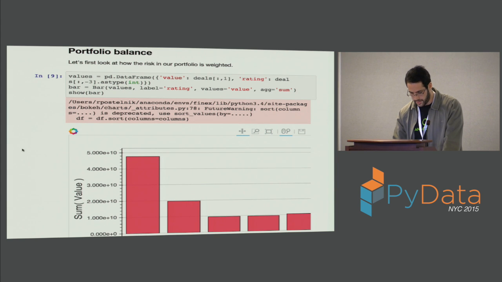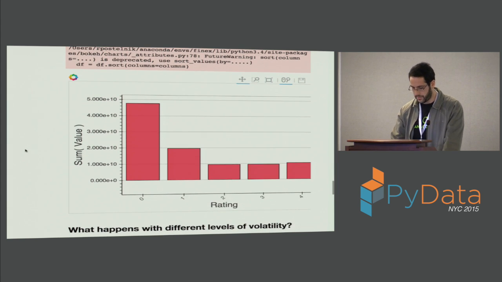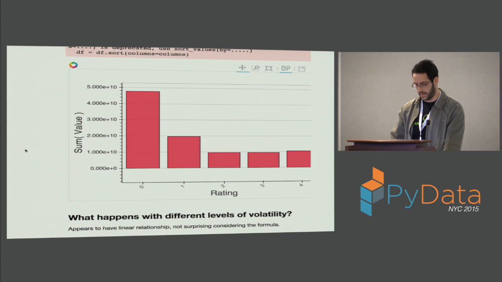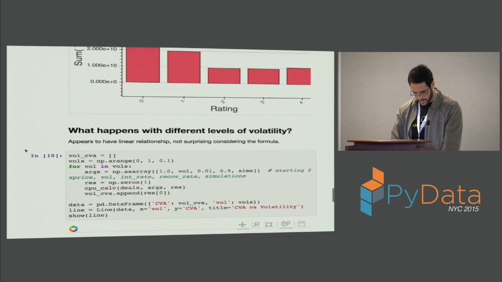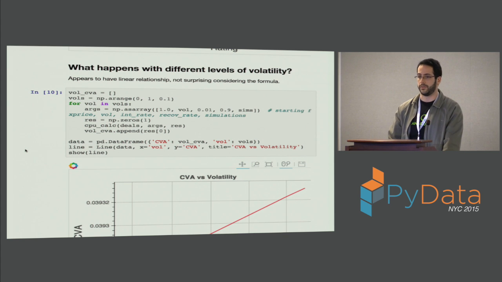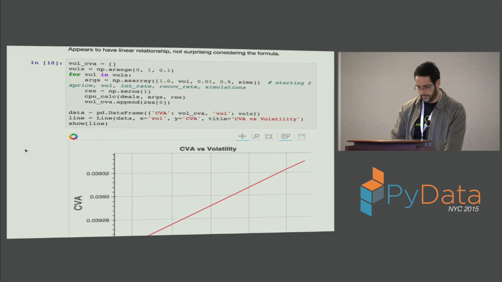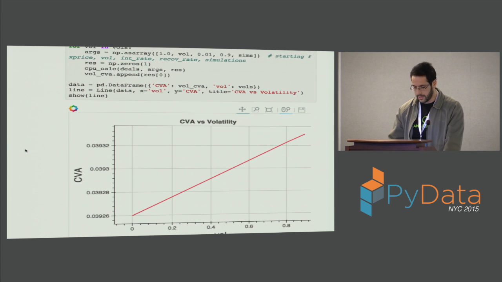So here, just to look at the random data that are generated, this kind of shows the breakout of the rating of the counterparties, how they were generated and allocated. You see that there's about 50% with 0, which corresponds to A rating, and 4 corresponds to E. Here, I want to see what happens with different levels of volatility. So going from 0 to 1 and calculating CVA for each one, now I can see how my CVA number will change as I change volatility. Here it's not too interesting because this is a very simplified calculation, so it's a linear relationship.